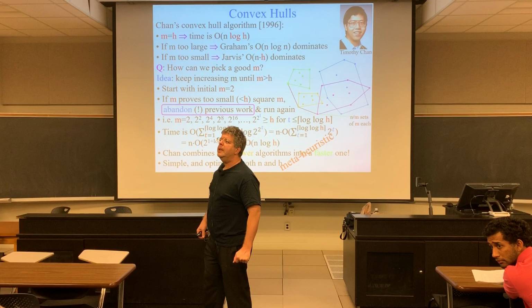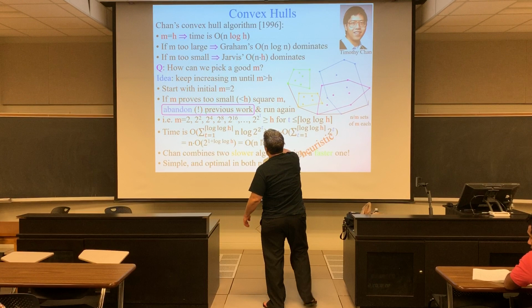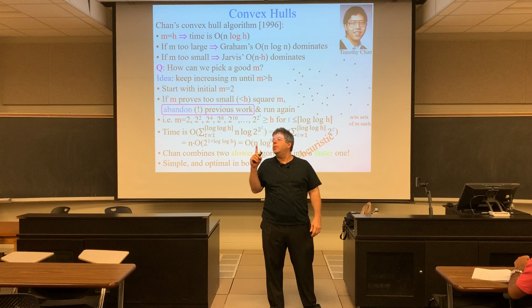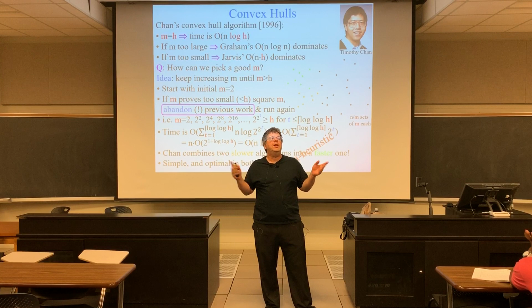Yeah, so he's saying here we're squaring the size of M in every iteration. We're squaring and squaring. Why squaring? First of all, why not just double it? Why not just add one to it? Why not say M is equal to 2, then 3, then 4, then 5? Why even increase it by more than 1?